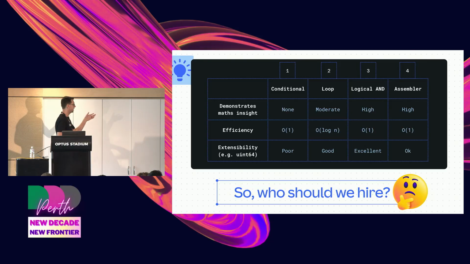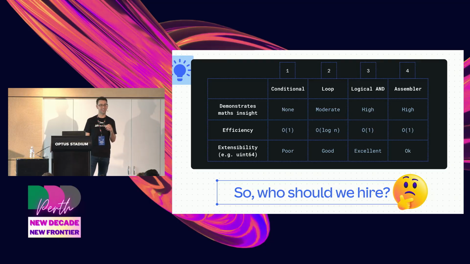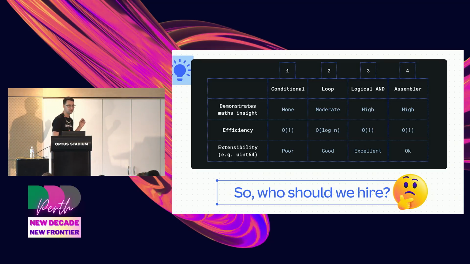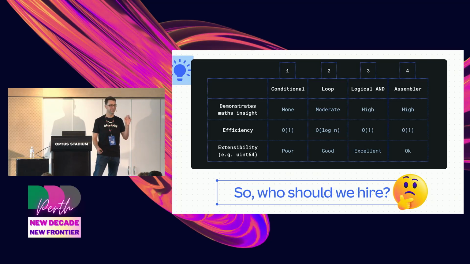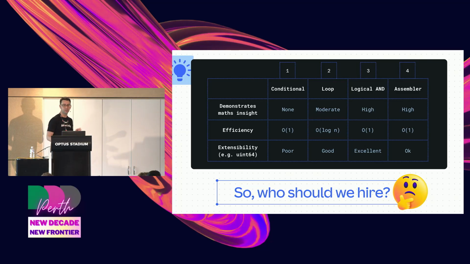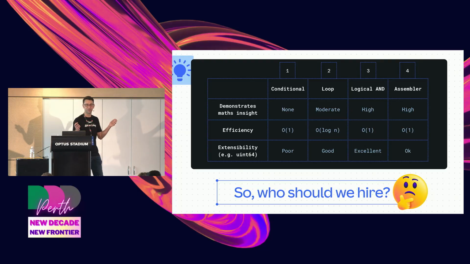So hands up if you'd hire the candidate who produced number 1, the conditional. No one in the room. All right. What about candidate number 2, the person who produced the for loop? Couple of hands. What about number 3, the person who came up with the logical AND trick? Okay, more people. And number 4, the assembler programmer. All right. Oh, okay. This is a bit divisive. So some hard no's and some yeses. And who doesn't know who they'd hire? Who's unsure? All right, some honest people.